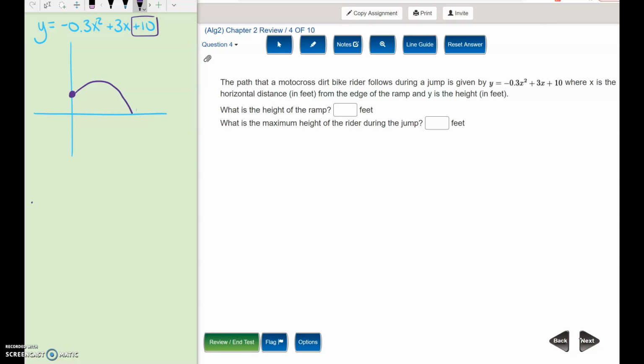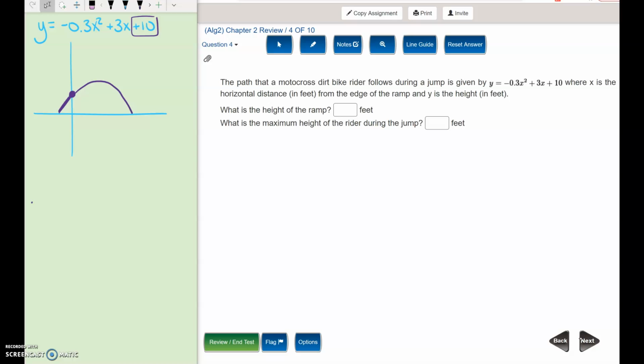The path that a motocross dirt bike rider follows during a jump is given by this equation, where x is the horizontal distance in feet from the edge of the ramp and y is the height in feet. So this motocross driver is riding up this ramp and then goes off of this ramp and then completes the jump. So this portion, he's on ground. He's driving up the ramp.